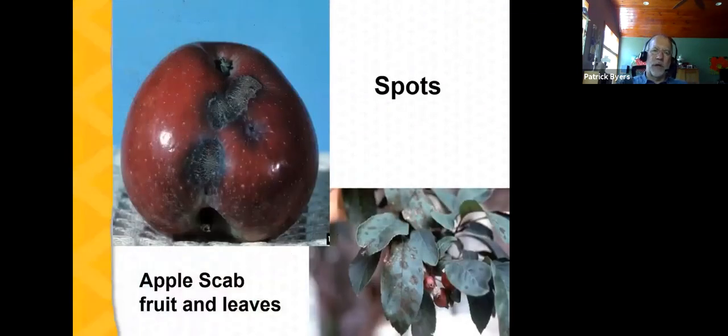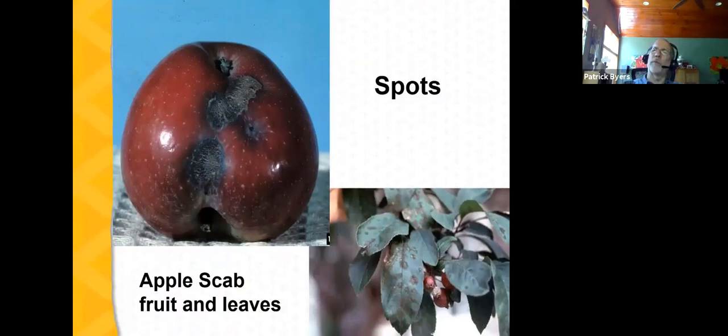Some fungal diseases cause spots. Here's apple scab. We can see the spots on the apple and also on the foliage of the tree. In general, the spots caused by fungal diseases tend to be round in nature. And we'll compare and contrast that to the spots caused by bacterial diseases here in a moment. But with fungal diseases, typically we have a situation with a rounded or an oval shape to the spot.